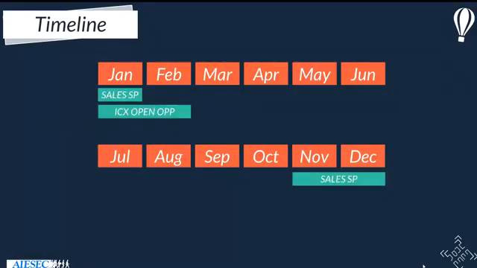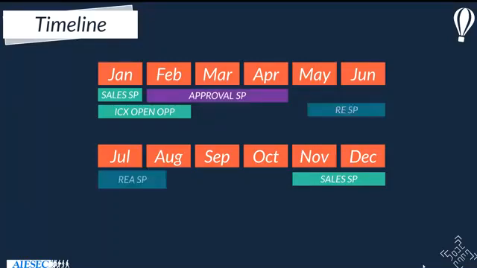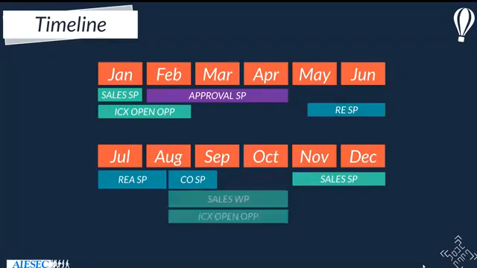Mostly, as you can see, our sales in IGV and ICX are happening in January, February, or in November and December, and ICX opportunities are being opened at the same time. Approval peak is February, March, and April. Realization peaks are May, June, July, August. Completions are happening in August, September.